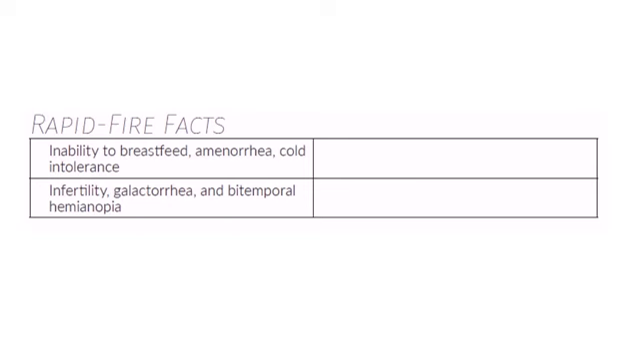Now let's go over the rapid fire facts for this lecture quickly. So inability to breastfeed, amenorrhea, cold intolerance, this is Sheehan syndrome or pituitary infarction. Infertility, galactorrhea, and bitemporal hemianopia, this one is prolactinoma. And that's the end of our lecture on the pituitary. See you next time.